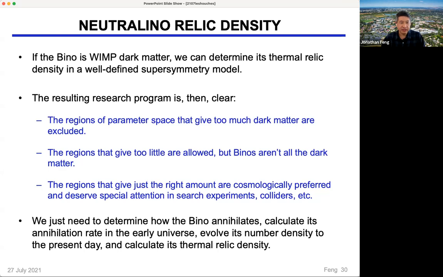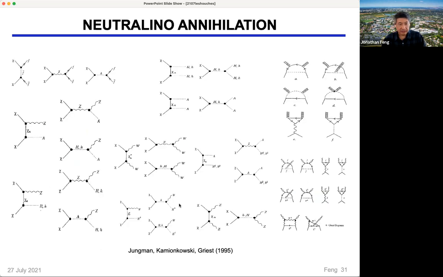Okay. So we just then need to determine how the BNO annihilates, what its annihilation diagrams are, and calculate the thermally averaged annihilation cross-section, as you've been hearing about in my earlier lectures, but also in Josh's lectures, and then figure out if it's too high, too low, or just right. So you do that. And the first thing you realize is that neutralinos or BNOs can annihilate in an incredibly large number of ways.